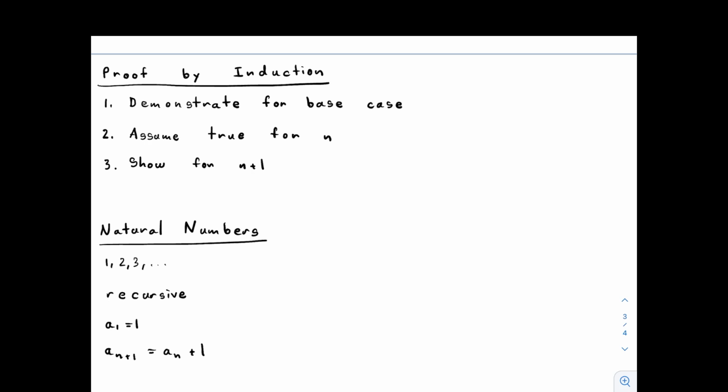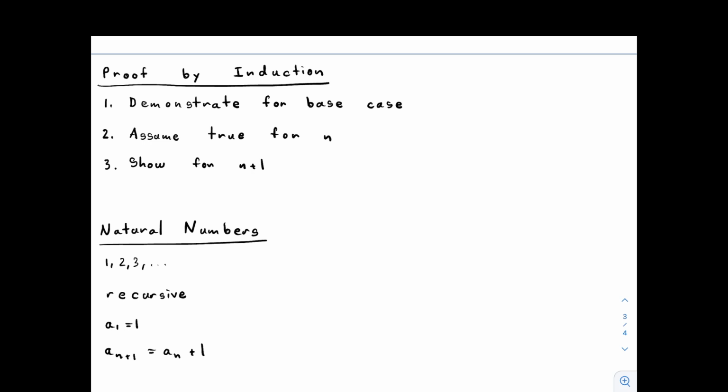And the general idea of proof by induction is that you demonstrate whatever thing you want to show for some base case. Often it's the scenario where x is equal to 1 or n is equal to 1. Then you assume that the statement is true for some arbitrary value of n, and then you demonstrate that this given statement holds for n plus 1.